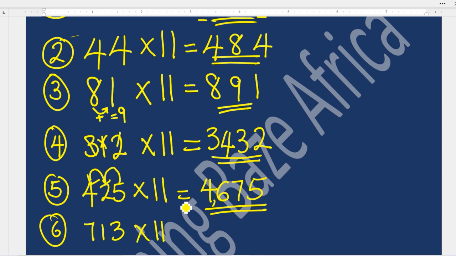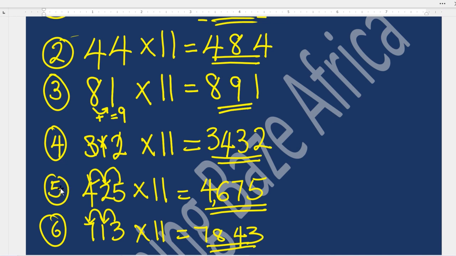713 times 11. Write down the first digit and the last digit, giving a space in between. Come back to the number and begin to add the digits together. 3 plus 1, that's 4. Write down 4 on the right side. 1 plus 7, that's 8. Write down 8 in the remaining space. So 713 times 11 is equal to 7,843. Hooray! This is how simple it is to multiply by 11.